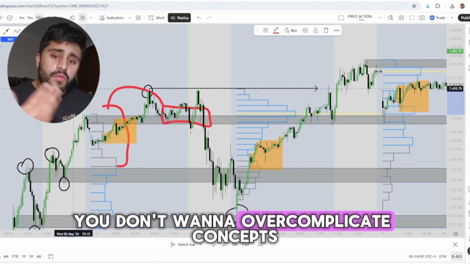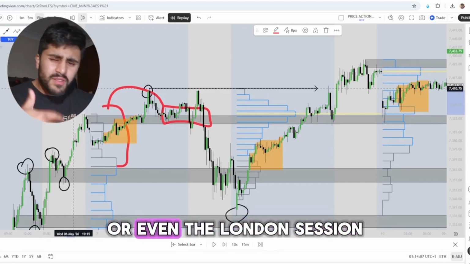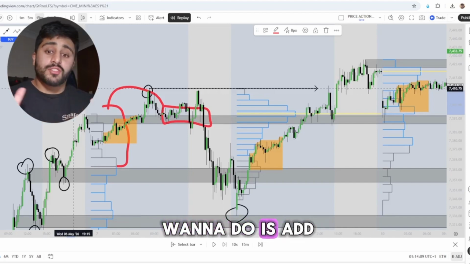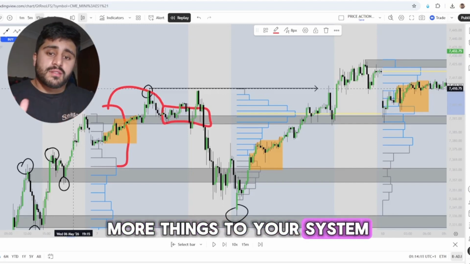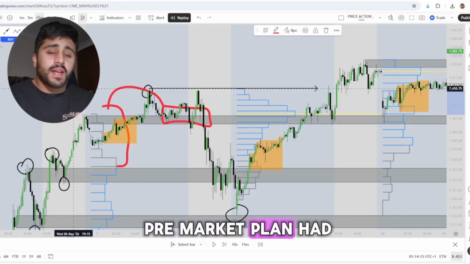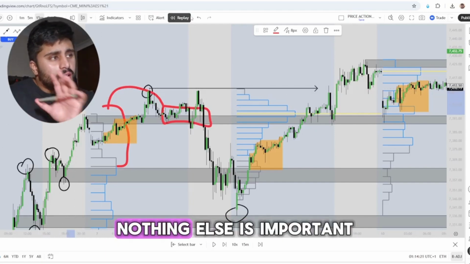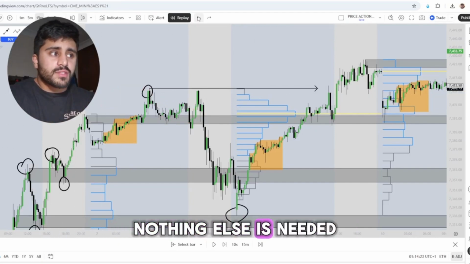Right, you don't want to overcomplicate concepts. So if you're trading at work and you're looking to trade the New York session or even the London session, the last thing you want to do is add more things to your system, add more things to your SOPs. Notice how my SOP pre-market plan had two things: levels and volume. That's all I'm interested in. Levels and volume. That's all you need, right? Nothing else is important. Nothing else is needed.